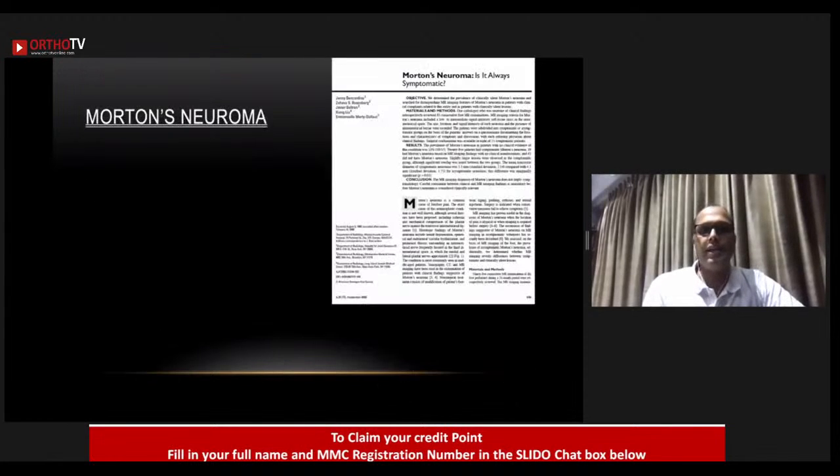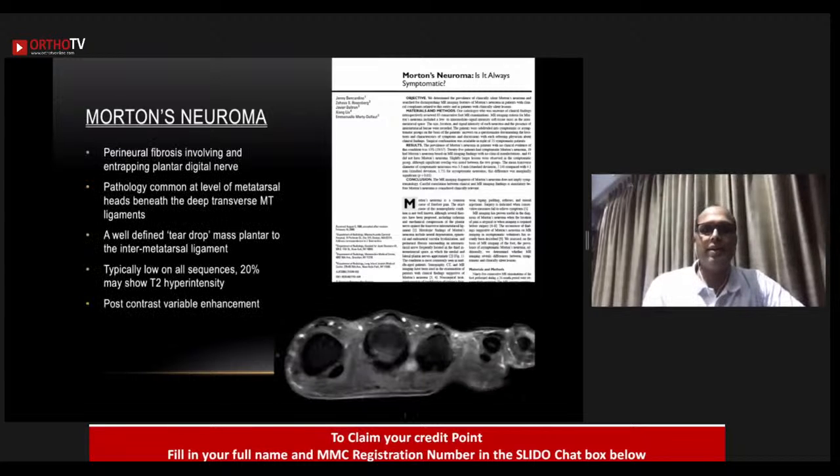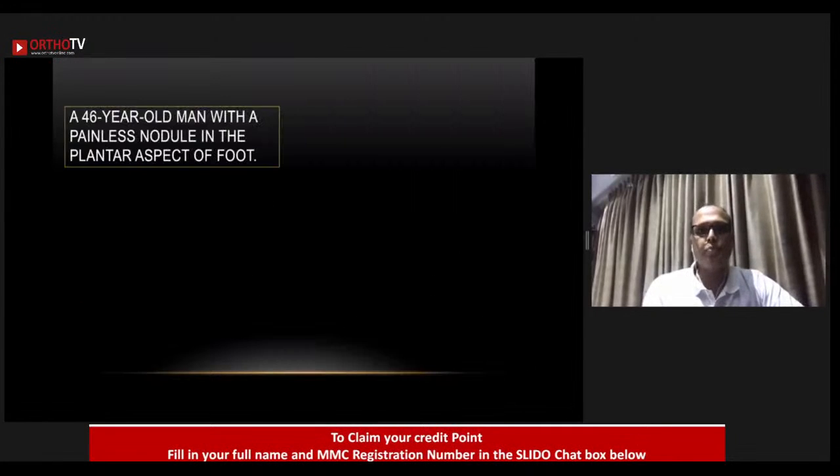Very obvious that it was a Morton's neuroma, because of perineural fibrosis, which is caused by the entrapment of the plantar digital nerve. This type of nodular thickening, which appears as a very classical teardrop type of lesion, is best seen on the coronal MR imaging. Definitely ultrasound would play a vital role in assessing this.